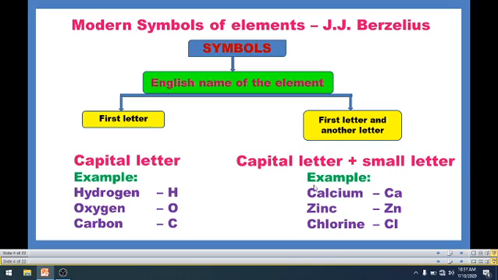For example, calcium: first letter and second letter are used as the symbol, capital C, small a. Zinc: first letter and third letter are used, capital Z and small n. Chlorine: first letter and third letter are used, capital C, small l. This is how symbols were derived from the English name of the elements.